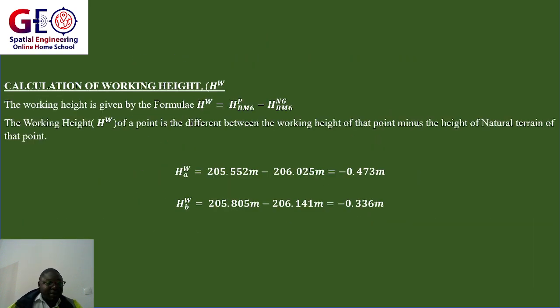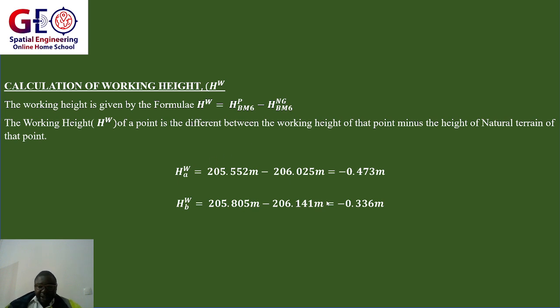Now, the next question: we have calculated the height of natural ground, we have calculated the project height, and the next question was to calculate the working height. If we have observed the height of natural terrain and calculated the project height, it's now very easy to calculate the working height. The working height is given by the formula: height of project height of a point minus the height of natural ground of that point. So if you want to calculate the working height on BM6, it will be height of project on BM6 minus height of natural ground on BM6. The formula goes all through.